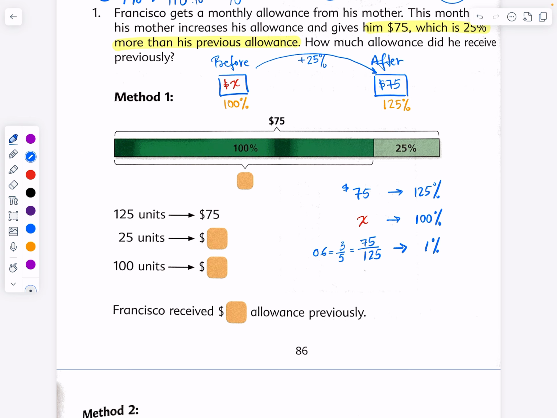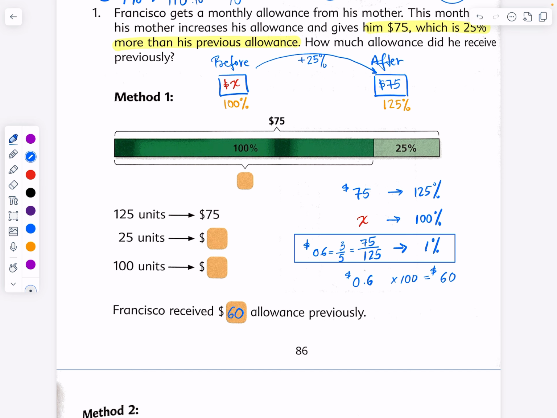Okay, $0.6. Therefore, how can we find 100%? Well, if we know 1%, right? If we do know 1%, which is a very important realization in these problems, we can find 100%. $0.6 times 100 equals $60. And therefore, Francisco used to receive $60 every month.